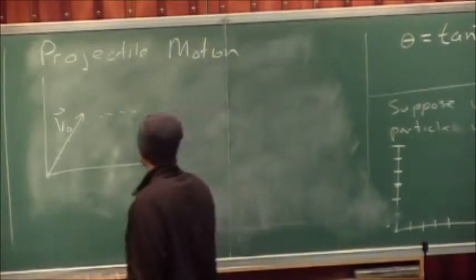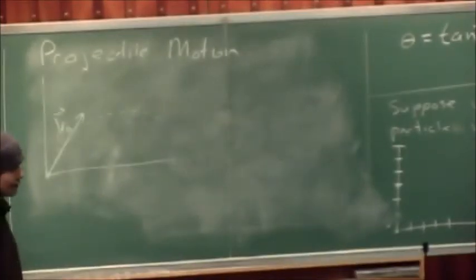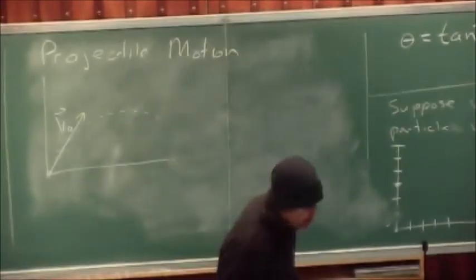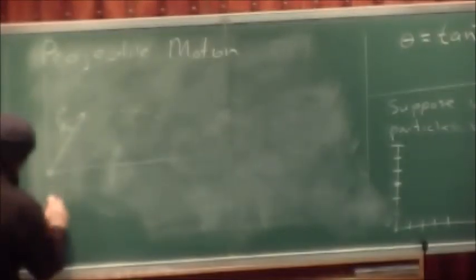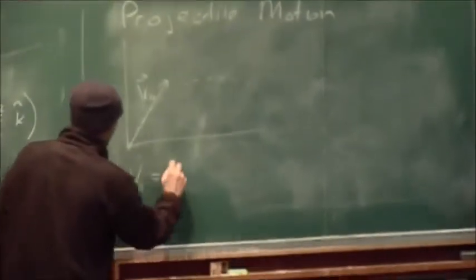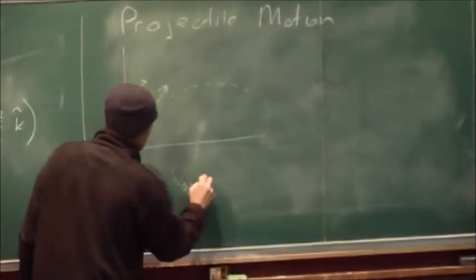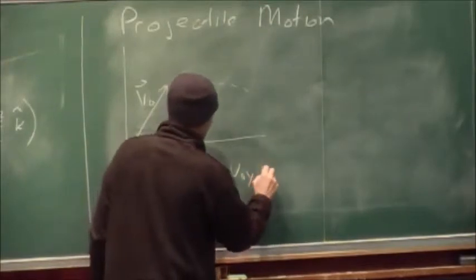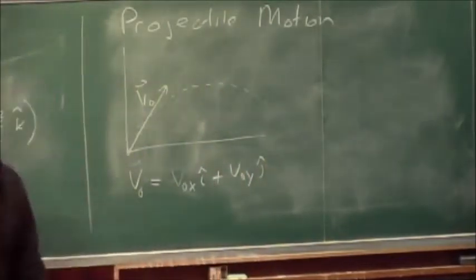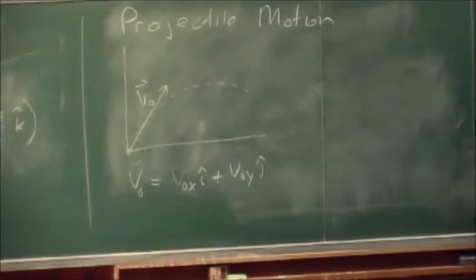So, if I were to now break this up, v0 is going to be broken up into a component, which is v0x i hat and v0y j hat. So all we're doing is we're saying this initial velocity has a component along the x direction and an initial velocity along the y direction.